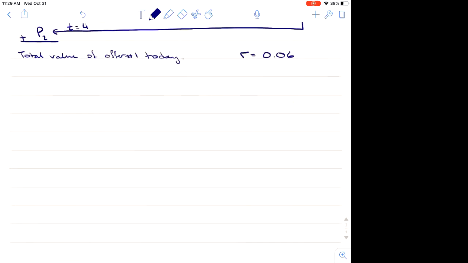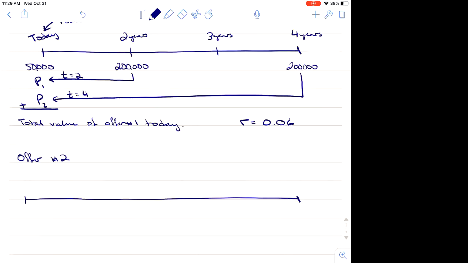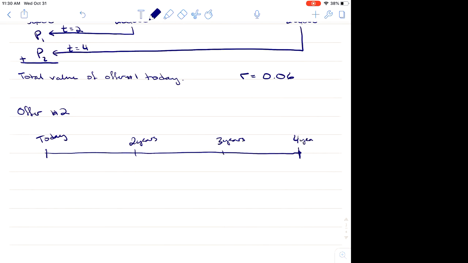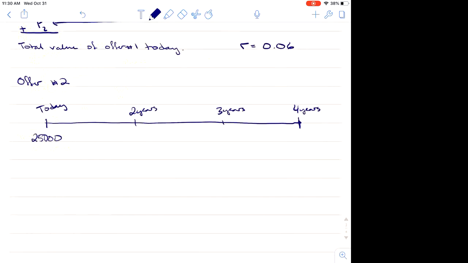So now let's map out offer number 2. I'm going to put the same time stamps so that it lines up here. So we've got today, 2 years, 3 years, 4 years. I had 25,000 down, so 25,000 today, and then a single payment of 450,000 after 3 years.